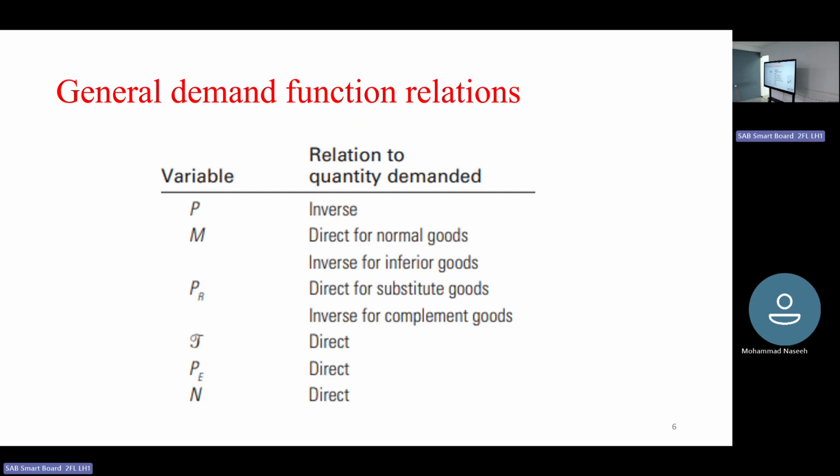Right, now read everyone. What is the law of demand? It is the inverse relationship between price and quantity demanded, quantity demanded, while all the other factors remain constant. Underline that place: all the other factors remain constant.